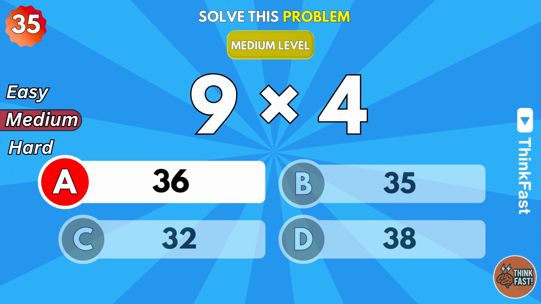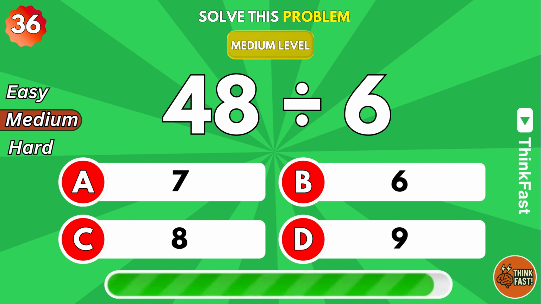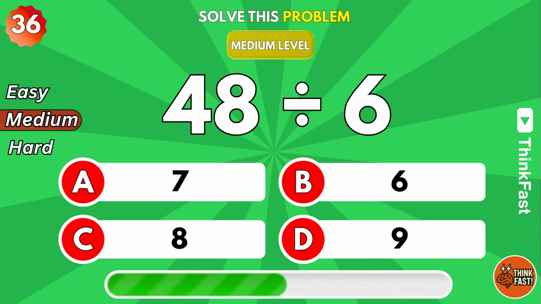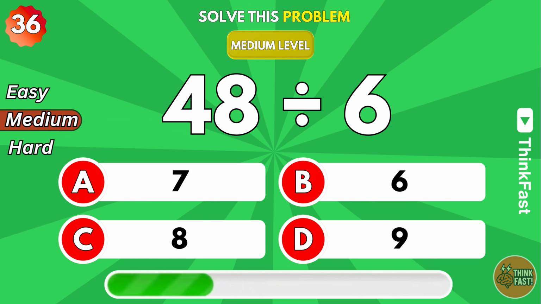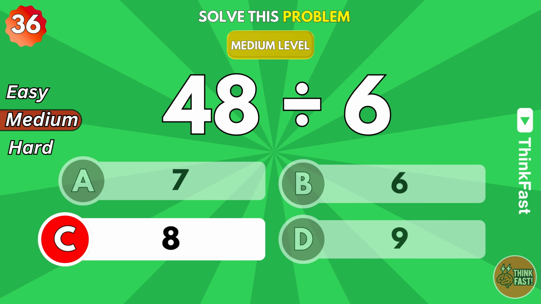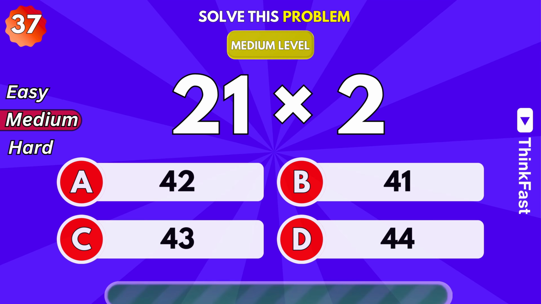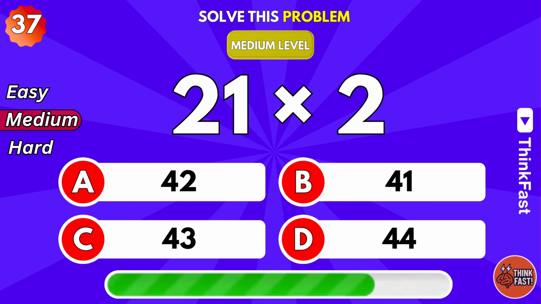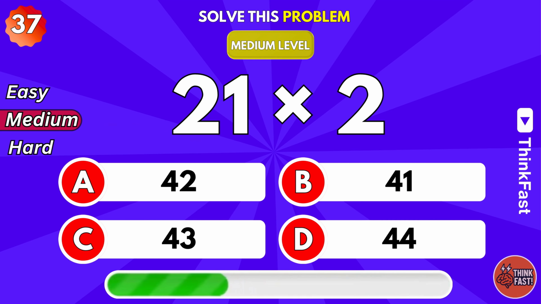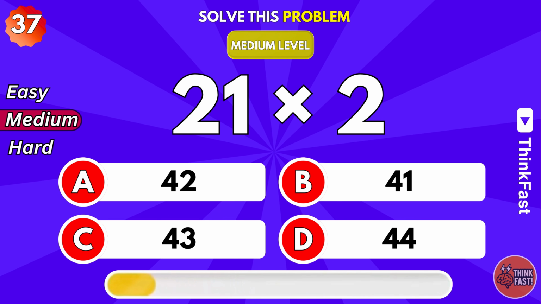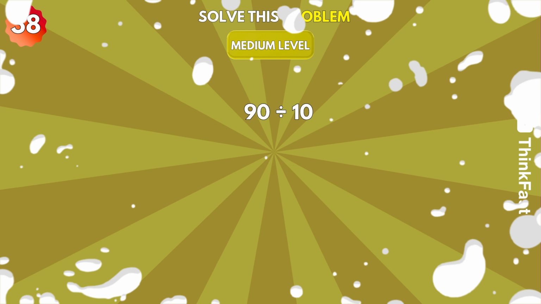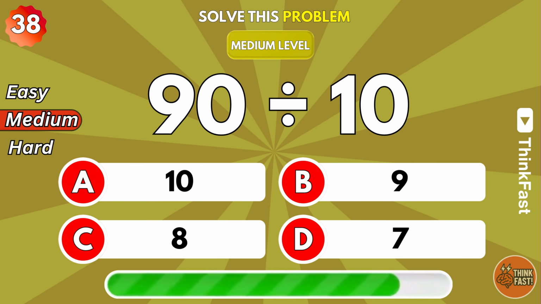Answer A, 36. What is 48 divided by 6? Answer C, 8. What is 21 times 2? Answer A, 42. What is 90 divided by 10?